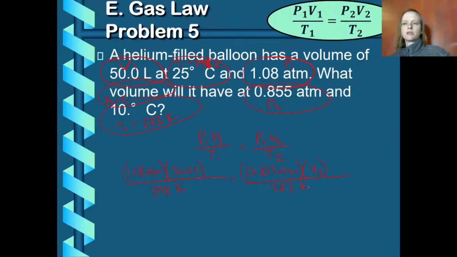Doing the algebra, solving for V, it might help you to plug all of this into your calculator and get a value for that first, 0.181208. It might help you to do this division problem, 0.855 divided by 283. And that gives you 0.003012. We still have our unknown variable here, but we also have these weird units, atmospheres times liters divided by Kelvin, and this one is atmospheres divided by Kelvin.